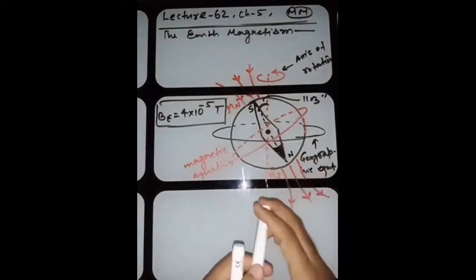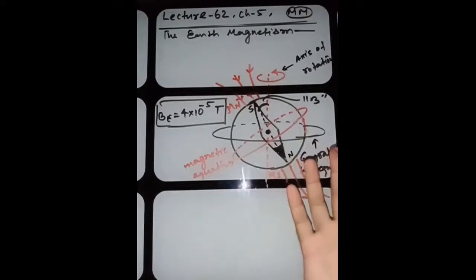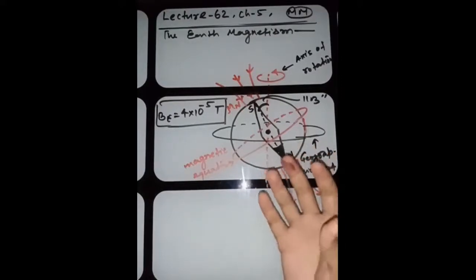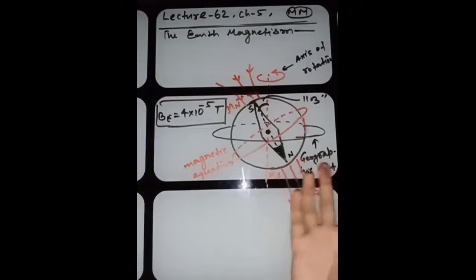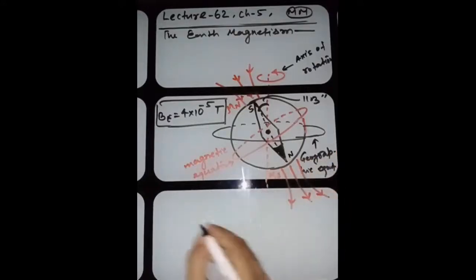Now we'll proceed to the components of the Earth's magnetic field. What are the basic components of the Earth's magnetic field? So give the heading: components.